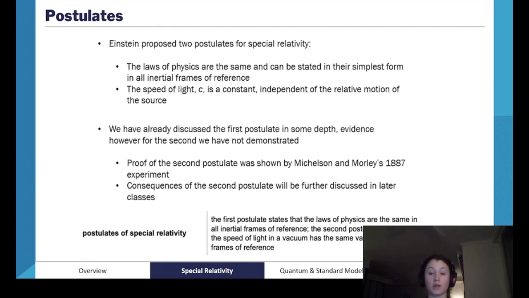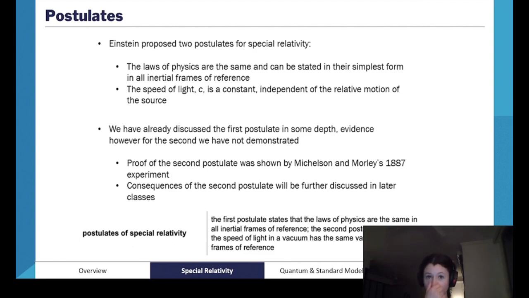So an inertial frame of reference could be traveling at 30 meters per second. As long as it is traveling at a constant velocity, it is inertial. If an object is traveling at 30 meters per second in a circle, it is not inertial, because even though the speed is constant, the direction is changing. Remember, velocity is a vector quantity, so it's a measure of both magnitude and direction.